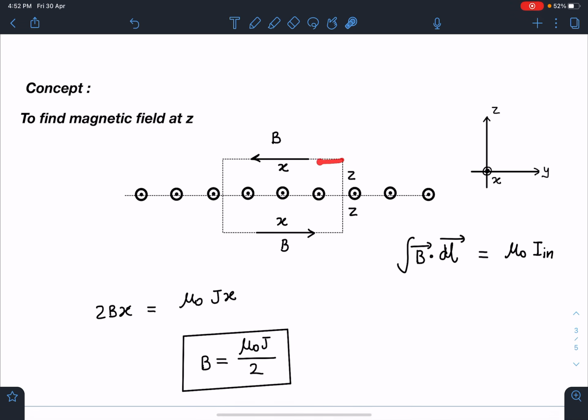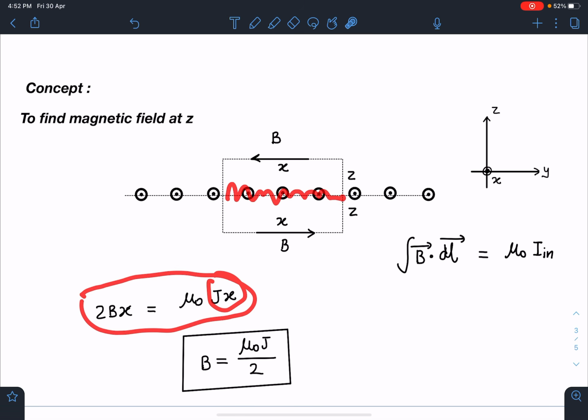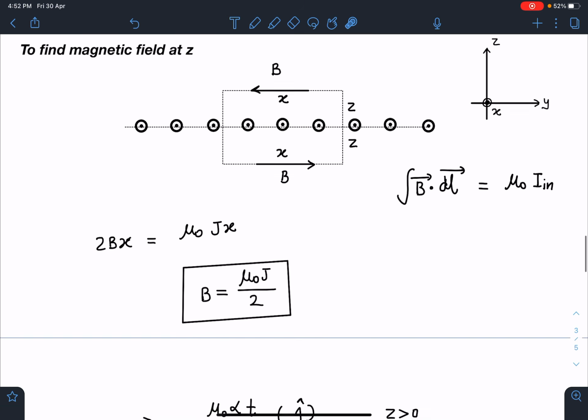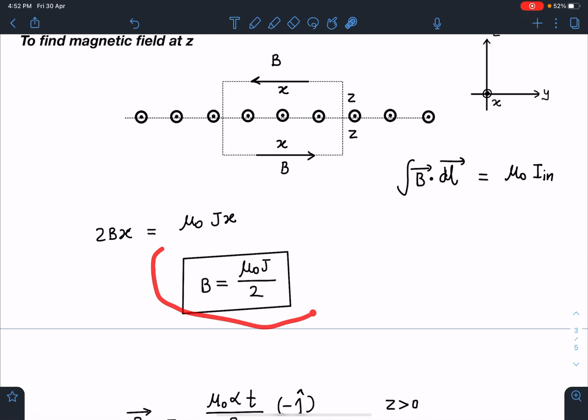So here, if I apply the integral of B dot dl is equal to mu naught times I inside, you can see B into x and B into x will be the B dot dl value, and in these two parts it will be 0. So I am going to get 2Bx is equal to mu naught times current inside. Current in this loop will be j into x. So overall magnetic field we are going to get as mu naught j by 2.